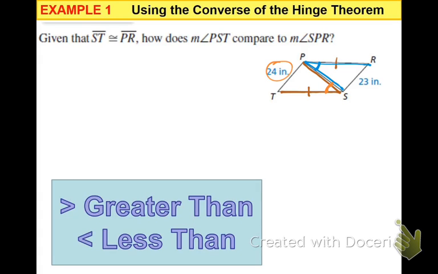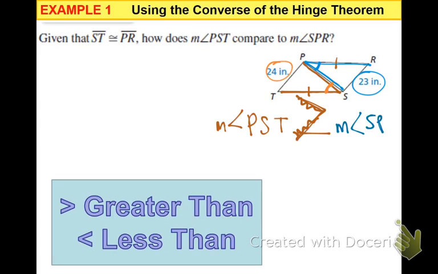So what side is directly across from the orange one? 24. And then from the blue is 23. So which number is larger, 24 or 23? 24. So that means the orange angle is larger than the blue angle. So you would write that. So you would say the measure of PST. We said it's larger. So you open up the mouth towards that. Write the teeth if you want, I don't care. Is greater than the measure of angle SPR. That's all you're doing in this section.